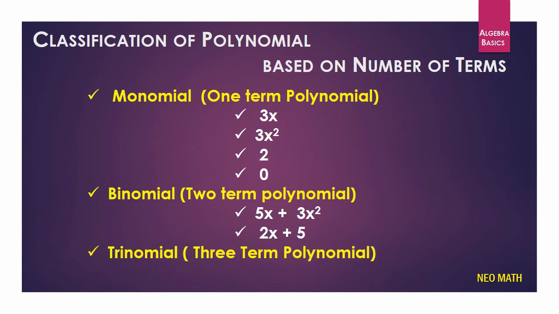Next is trinomial, a three term polynomial. So here we have three terms, x cube plus 2x plus 10. So the three terms are x cube, 2x and 10. So polynomials based on number of terms are monomial, binomial and trinomial.